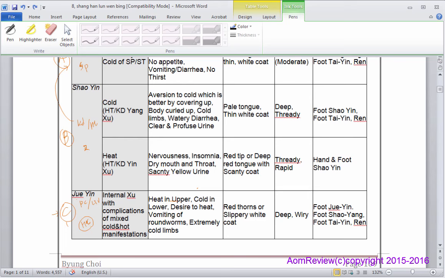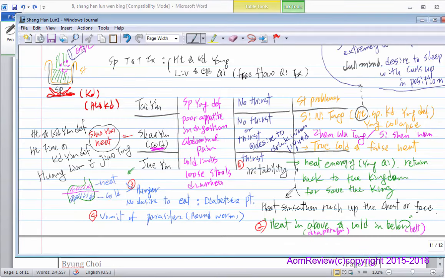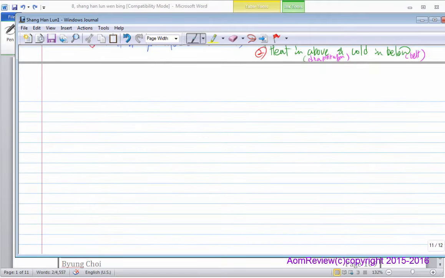And also the very last one, heat in the upper part and cold in the lower, with desire for heat, but vomiting roundworm and extremely cold limbs. Same as the Shaoyin cold type, but there's more of a heating-above sign, with a red tongue or a slippery white coating, both can be seen. But anyway, a red tongue or heat sensation in the upper part, all this we call upper heat and lower cold. Okay, with all these signs we covered most of the Shang Han Lun.